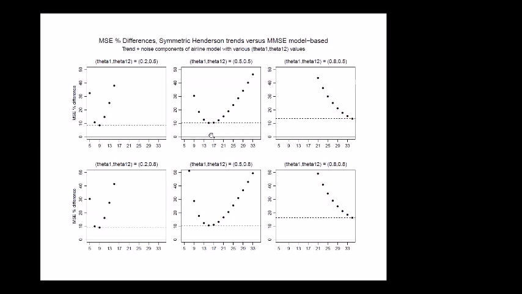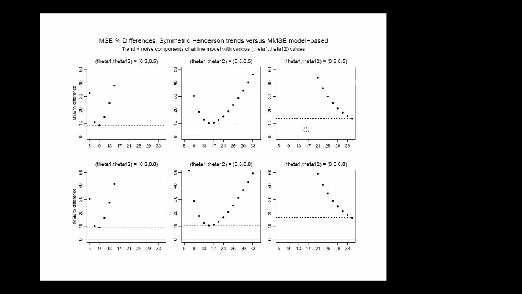Now, as we go to the other parameter values, here where theta 1 is 0.5, notice that this sort of curve shifts. And now the best choice of Henderson MA is the 15-term. I think the 17 is very close. The 13 and the 19 and the 21 are also close. And again, it's about a 10% increase in mean squared error. When we get beyond those, it starts going up, and goes up substantially.